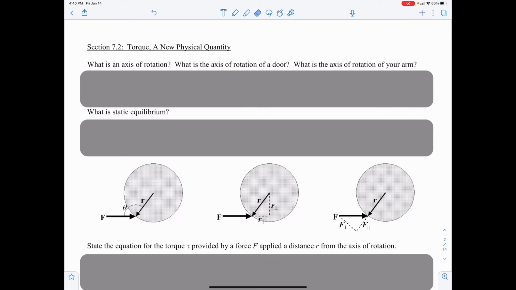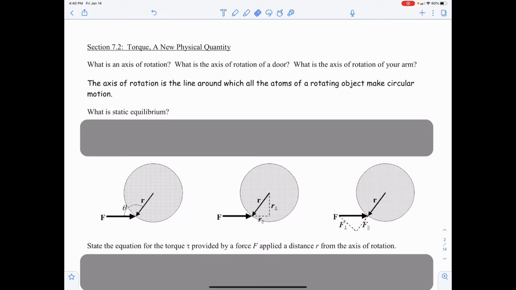Section 7.2, Torque, a New Physical Quantity. What is an axis of rotation? What is the axis of rotation of a door? What is the axis of rotation of your arm? The axis of rotation is a line around which all the atoms of a rotating object make circular motion. The axis of rotation of a door would be the hinges, and the axis of rotation of your arm would be your elbow.